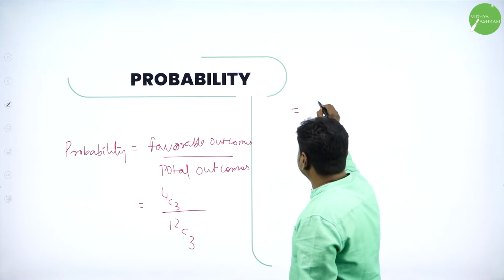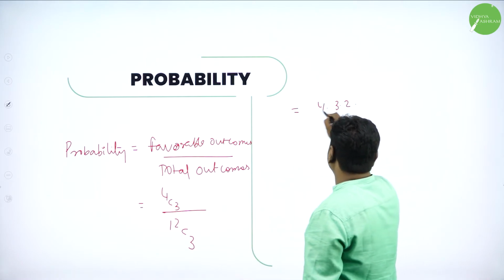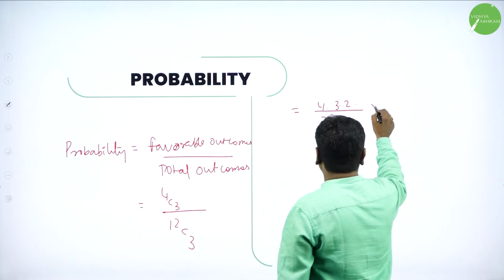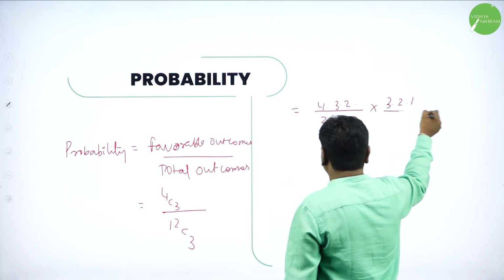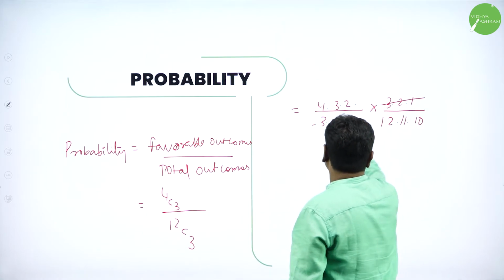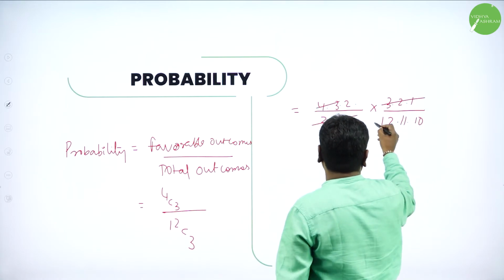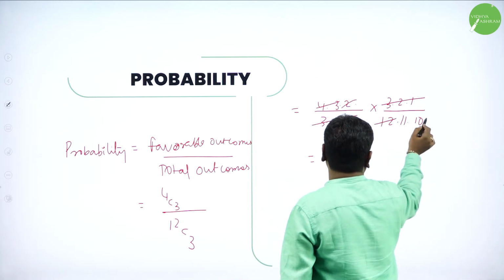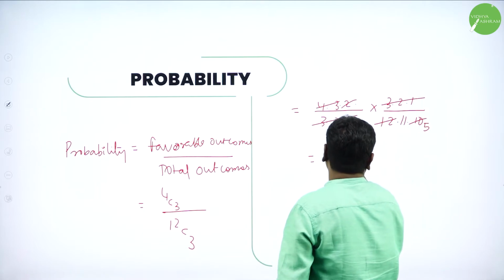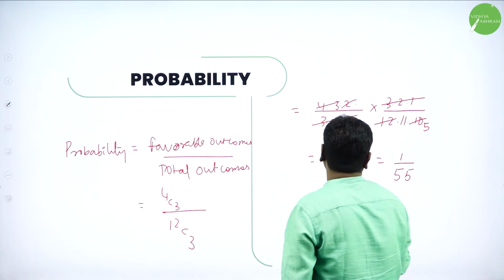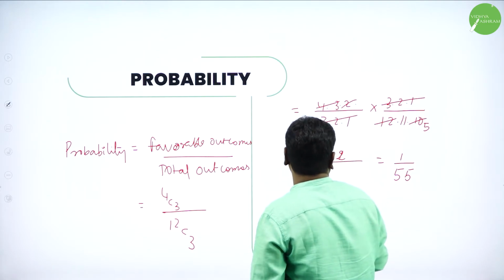So now what is 4C3? 4 into 3 into 2 divided by 3 into 2 into 1. And what is 12C3? 12 into 11 into 10 divided by 3 into 2 into 1. So these two cancel. And again 4 3s are 12 and 12 cancels. We have 2 divided by 11. Okay, 2 1s are 2, 2 5s are 10, I can say 1 by 55. 1 by 55. That's it.